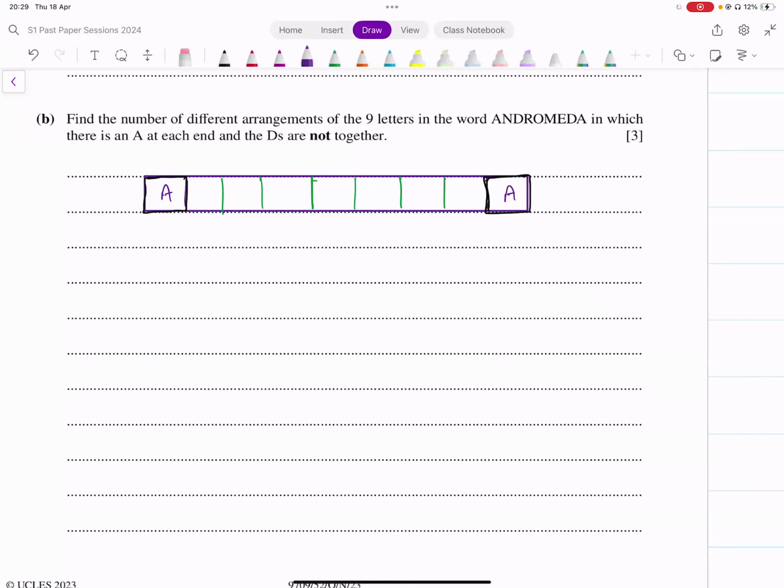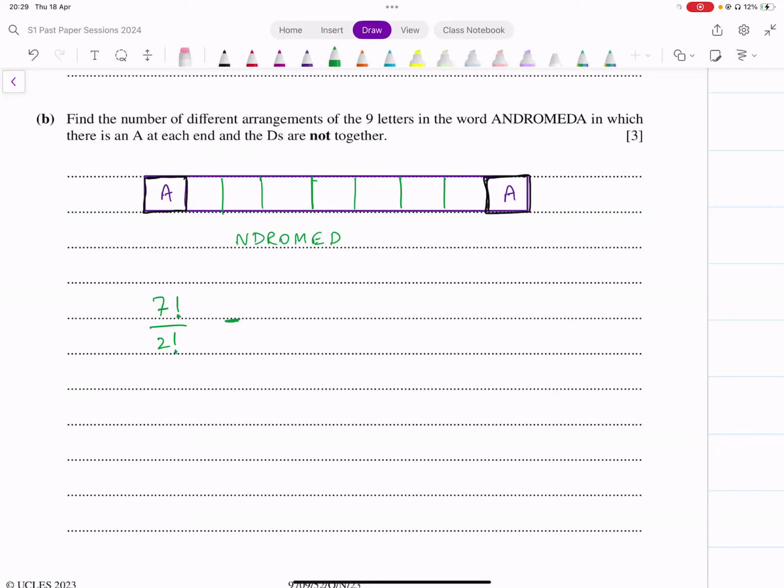What we can do now is we can say, of these 7 letters in the middle, what's the total number of arrangements? What are the letters that we have in the middle? We've got N, D, R, O, M, E, D. These are the letters in the middle. How many total arrangements do we have for them? 7 factorial, but then there are 2 D's. We divide by 2 factorial because of that. That's the total number of arrangements without any restrictions. Subtract from that the case when you have the 2 D's together.